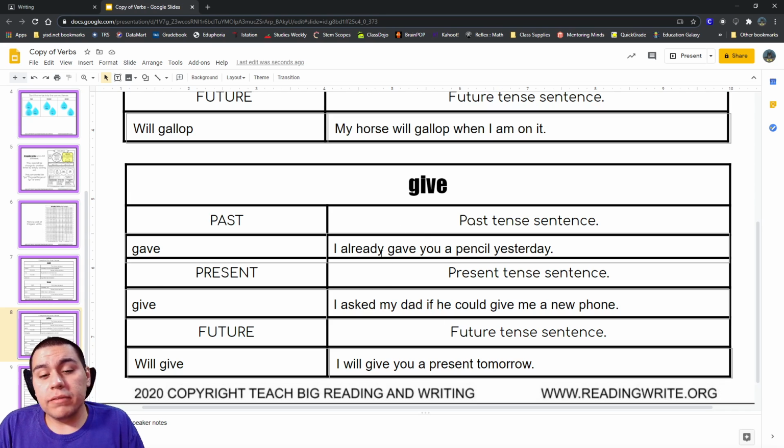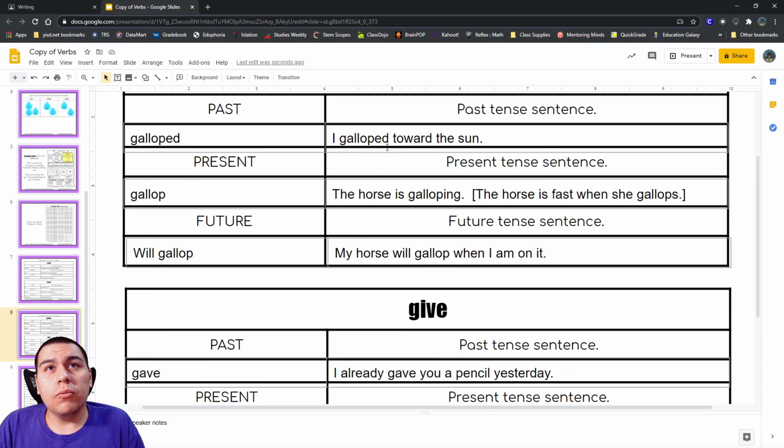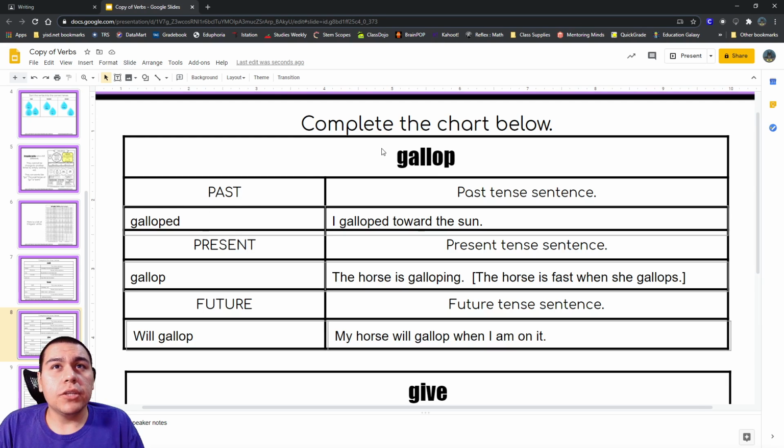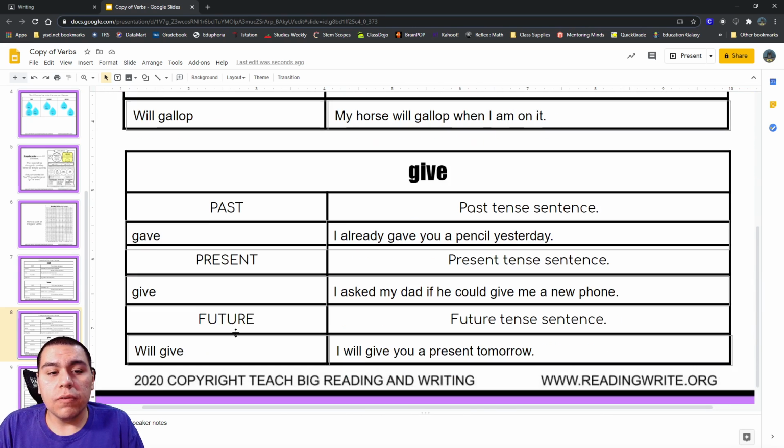And again, if you have different sentences, so long as you're using the correct verb, you're fine. If you like one of the sentences that we have here, you can absolutely change it if you'd like. The one thing you need to make sure that you have is this first part. Make sure that you have the correct past tense, the correct present tense, and the correct future tense for all of our verbs.